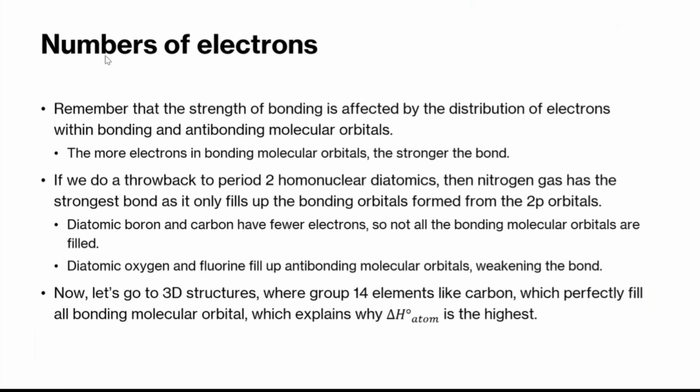So next we're going to talk about numbers of electrons. Remember that the strength of bonding is affected by the distribution of electrons within the antibonding and bonding molecular orbitals. Of course, the more electrons in bonding molecular orbitals, the stronger the bond. If we do a throwback to period 2 homonuclear diatomics, then nitrogen gas, from a molecular orbital perspective, will have the strongest bond, because if you look at the MO diagram, it only fills those bonding orbitals formed from the 2p orbitals. Diatomic boron and carbon will have fewer electrons, so not all the bonding orbitals are filled. And diatomic oxygen and fluorine fill up antibonding molecular orbitals, which weaken the bond.